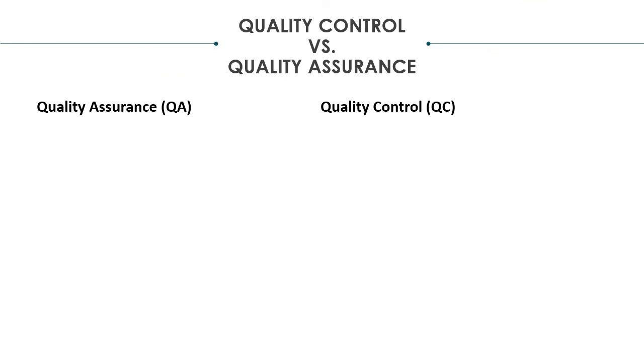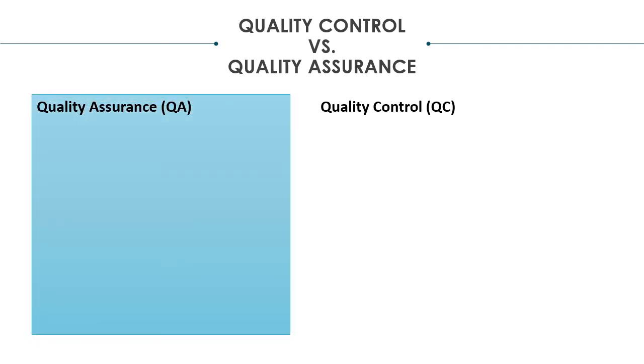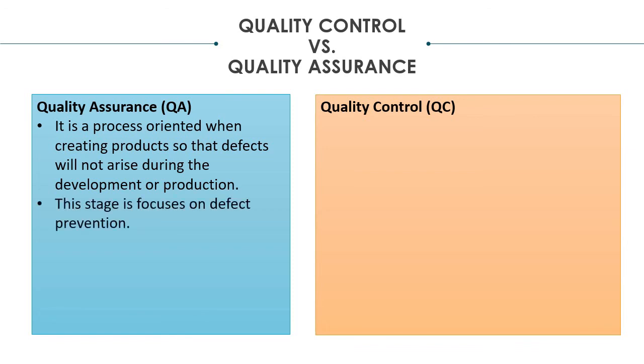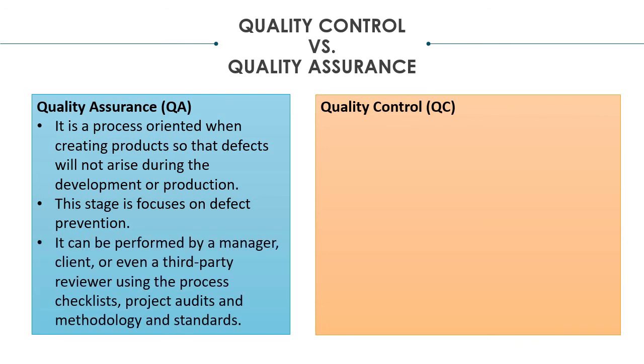Now, let us differentiate quality control and quality assurance. When we say QA, it is process oriented when creating products so that defects will not arise during the development or production. This stage focuses on defect prevention. It can be performed by a manager, client, or even a third-party reviewer using the process checklists, project audits, and methodology and standards.